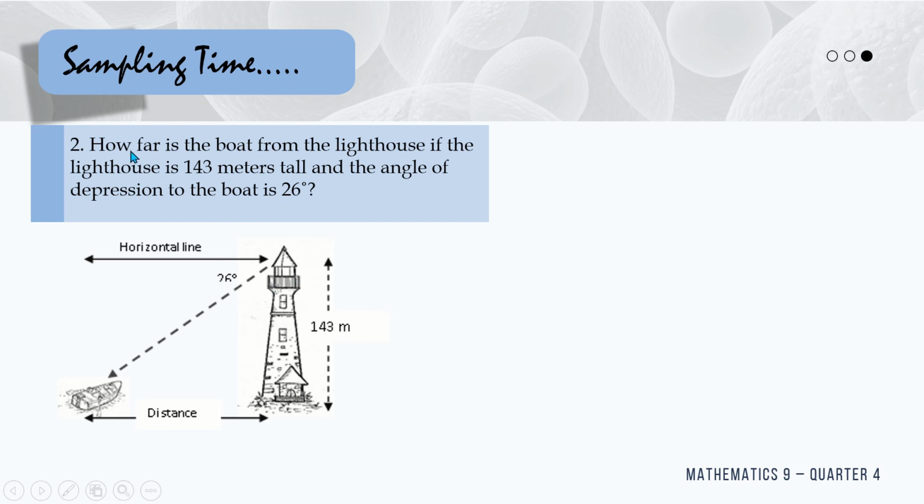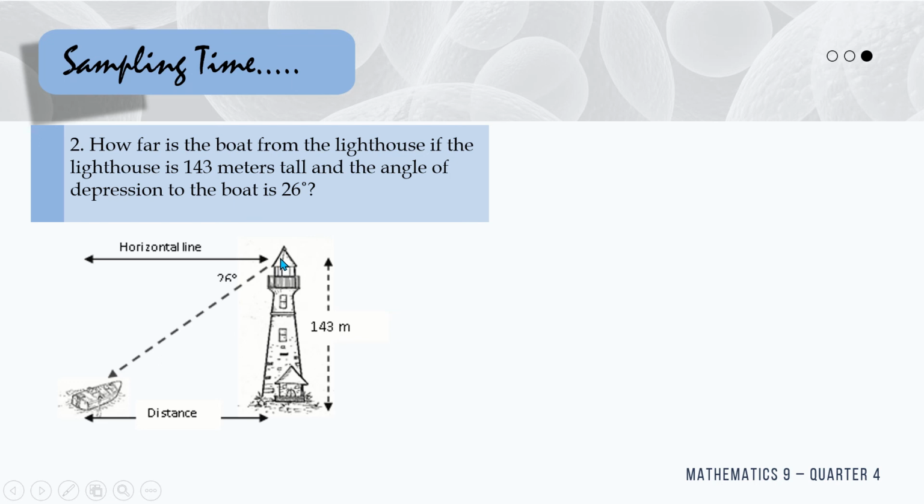Back to the problem. How far is the boat? So the boat is some meters far away from the foot of the lighthouse. Question: how far is the boat from the lighthouse? So we have a missing distance. The lighthouse is 143 meters, and the angle of depression to the boat is 26 degrees. So for the angle of depression, the observer is above the object being observed. The object being observed is the boat, so the person looks from the top of the lighthouse. The line of sight is downward.